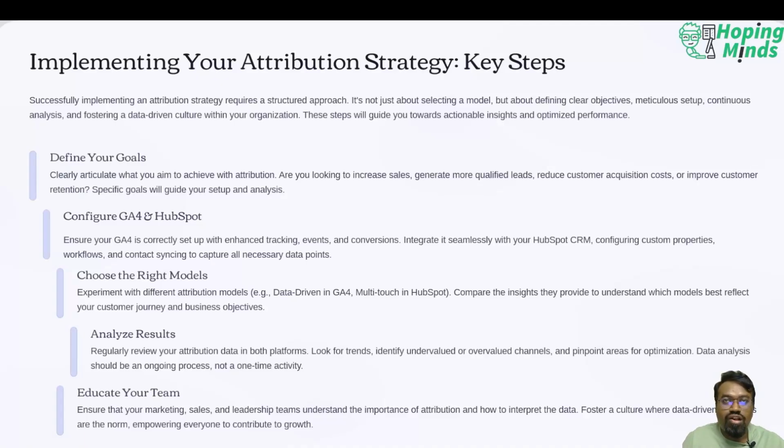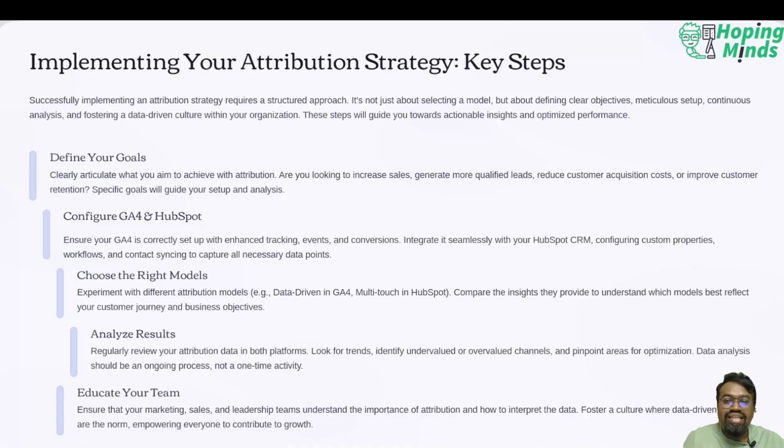We can also have some paid tools to understand this complete attribution strategy, but we need to understand that these are the basic steps that a marketer needs to go through if they are looking to invest a lesser amount in their marketing budget, right? Because GA4 is of course free of cost, and some aspects of HubSpot are also free of cost.